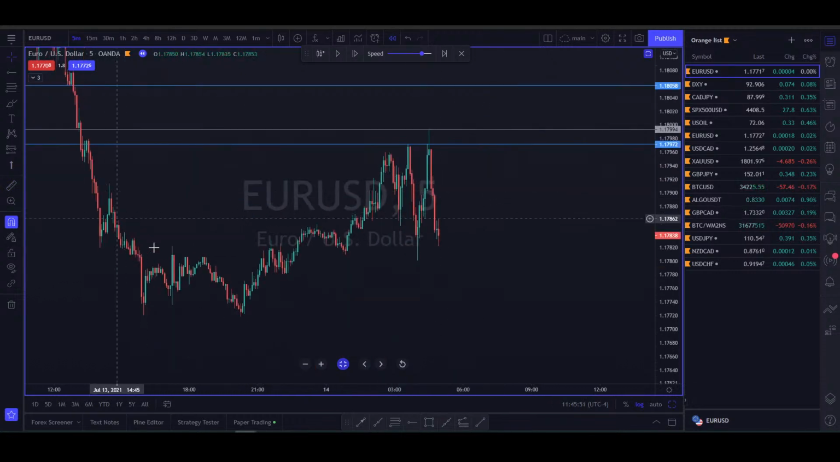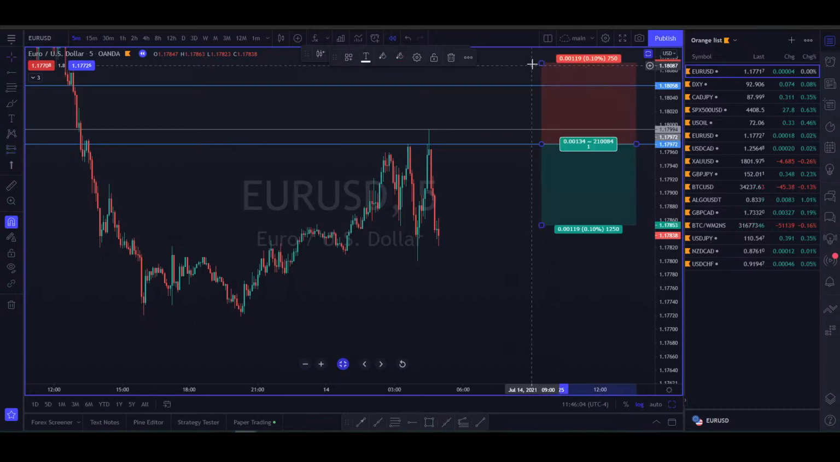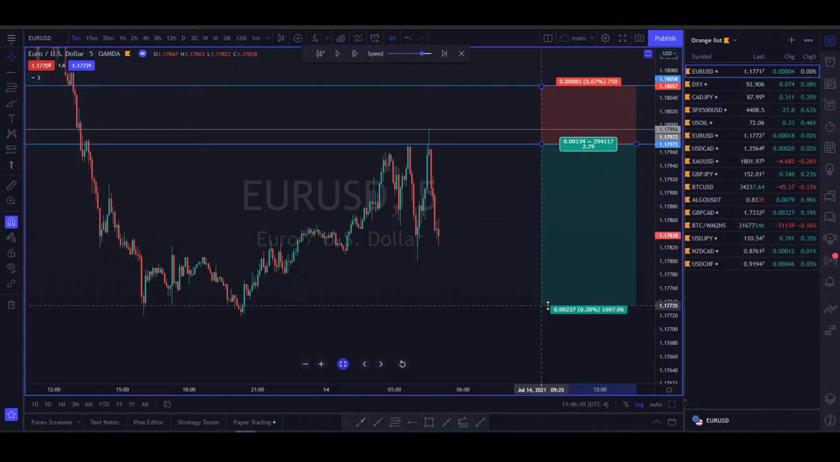And you're looking for a low of day target. There's your target. So how big of a risk to reward does that give you? Short position. There's your entry, right there. Stop loss, right here. Target: low of day, or right above it.